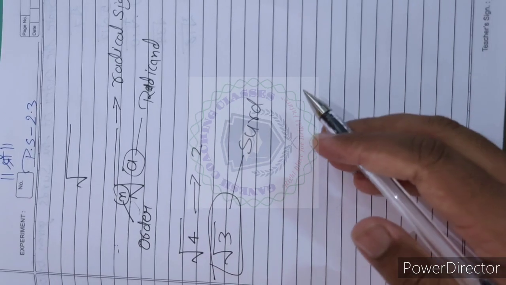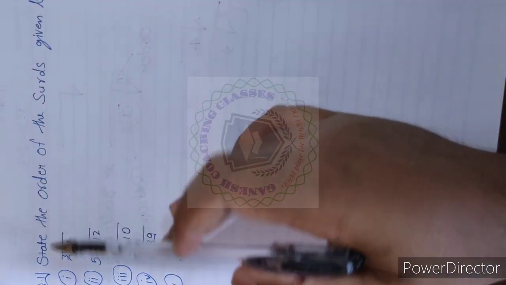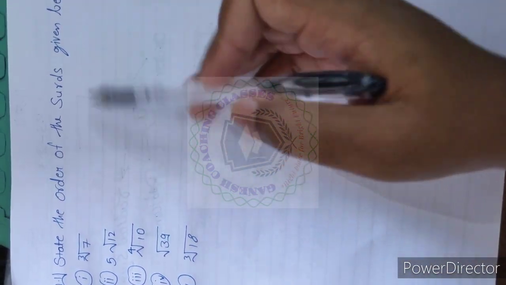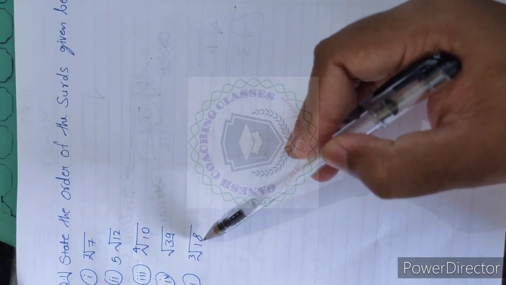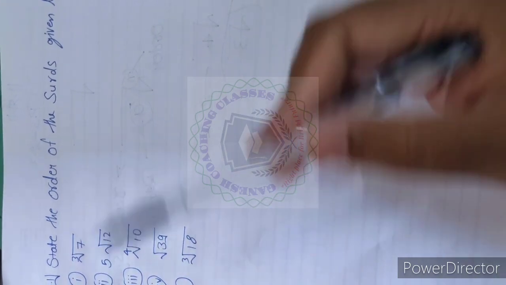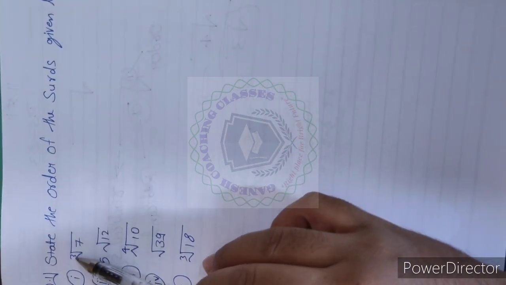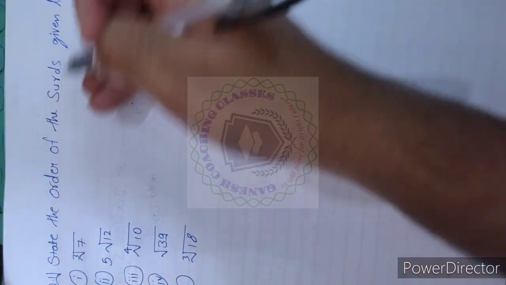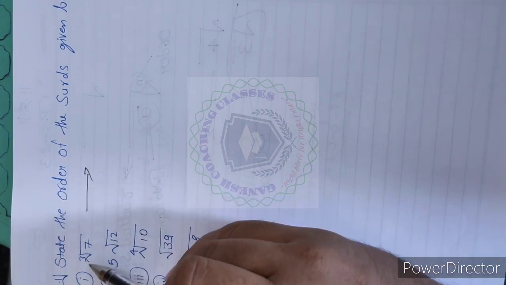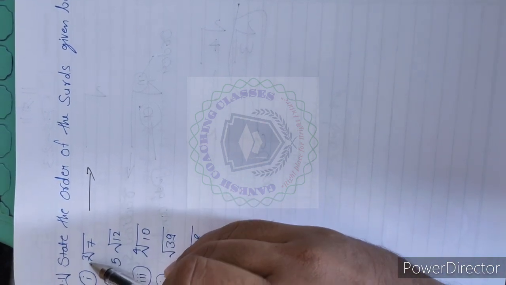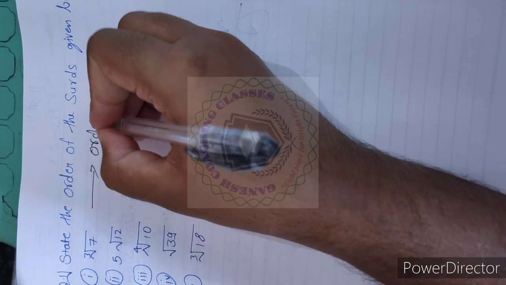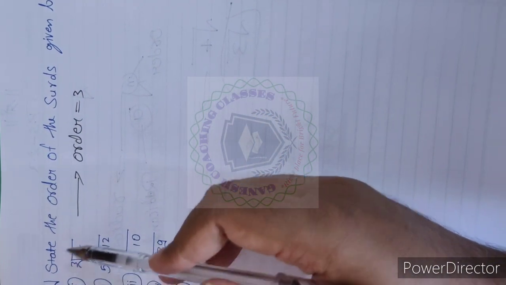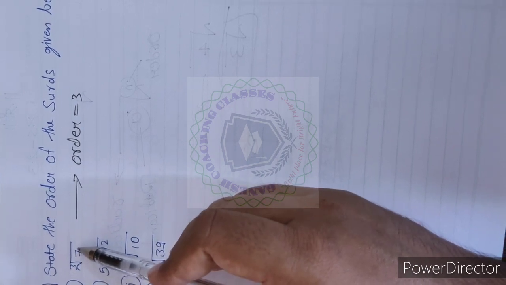Let's start practice set 2.3. Read question number 1. What is given here? State the order of the surds given below. Here we have 5 surds, and we have to state the order. Order means the number which is present here. In the first case, what is the order of this surd? That is 3. So we write order is equal to 3, and when we read it, it is the cube root of 7.